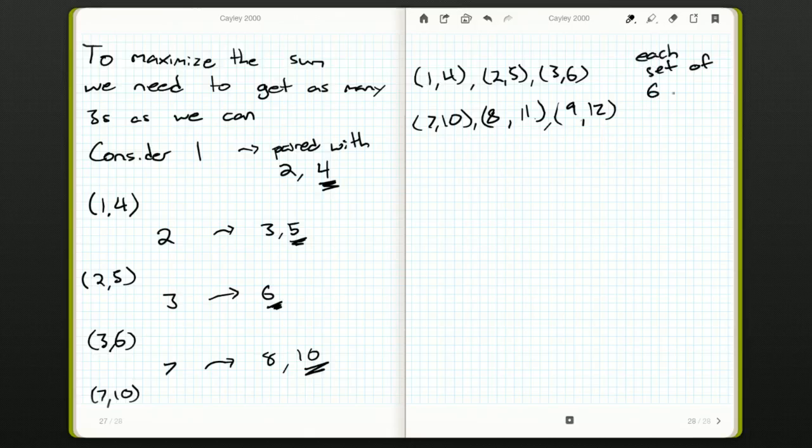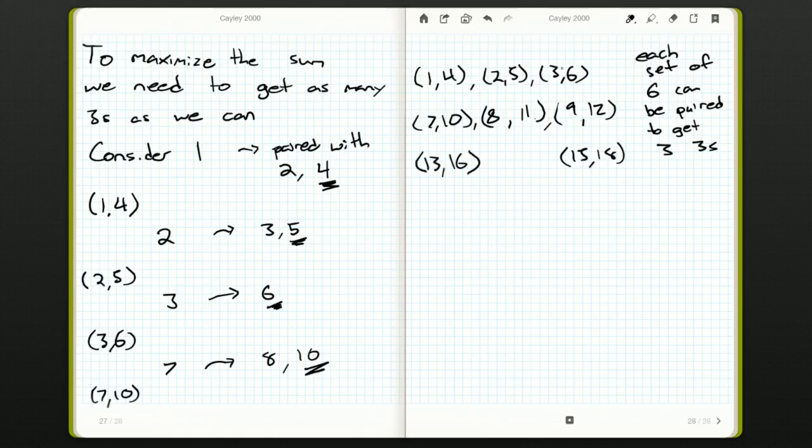each set of 6 can be paired to get 3 threes. So 3 differences of 3. So we could go up to 18 here, 18 and 15, and we'd have 13 and 16.